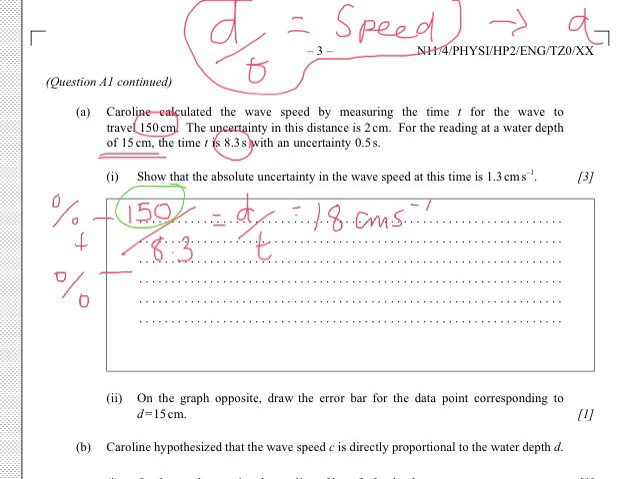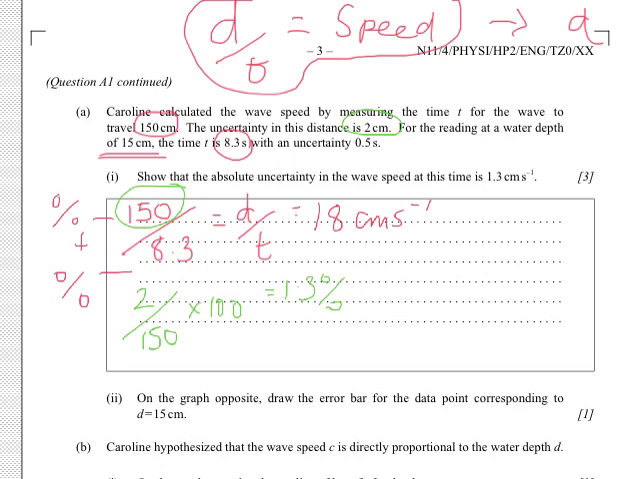would be 2 centimeters over 150 times 100. Okay, which gives us a percentage uncertainty of approximately 1.3%.